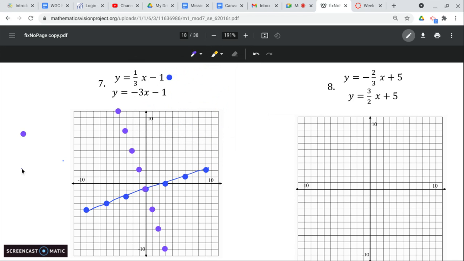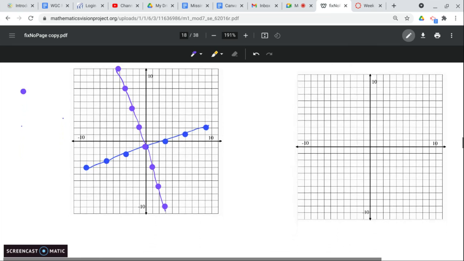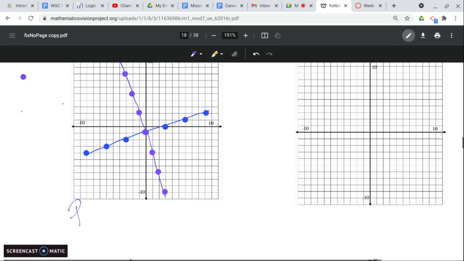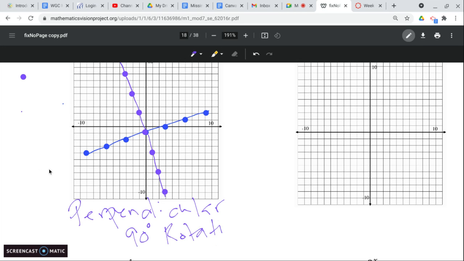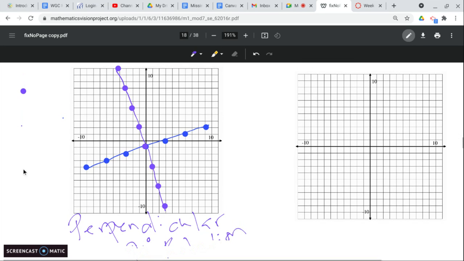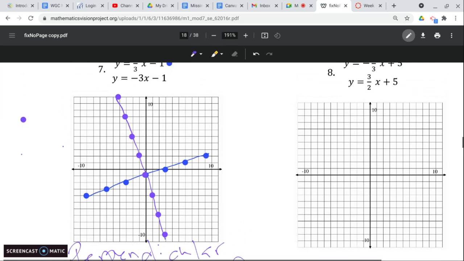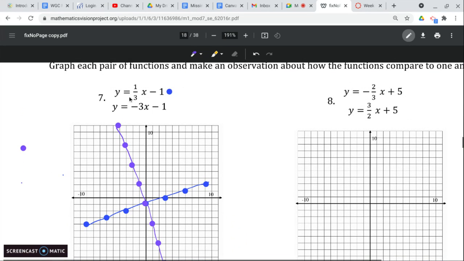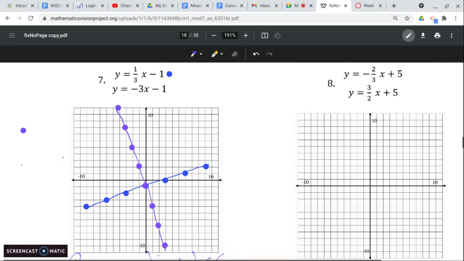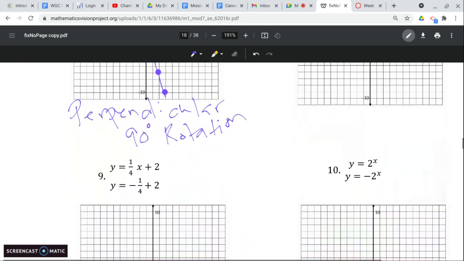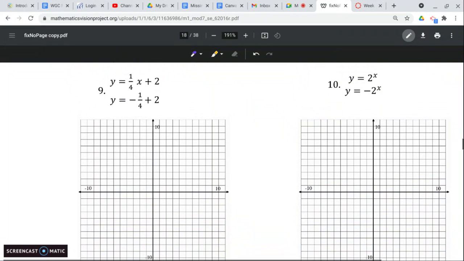Now, what can we distinguish about these? What do we know about them? How do we compare them? They are what kind of lines? They're perpendicular. So it's a 90-degree rotation to go between them. We can tell that both from the fact that they make a right angle here, as well as if we look at the slopes, they are opposite reciprocals of each other. Okay? All right.